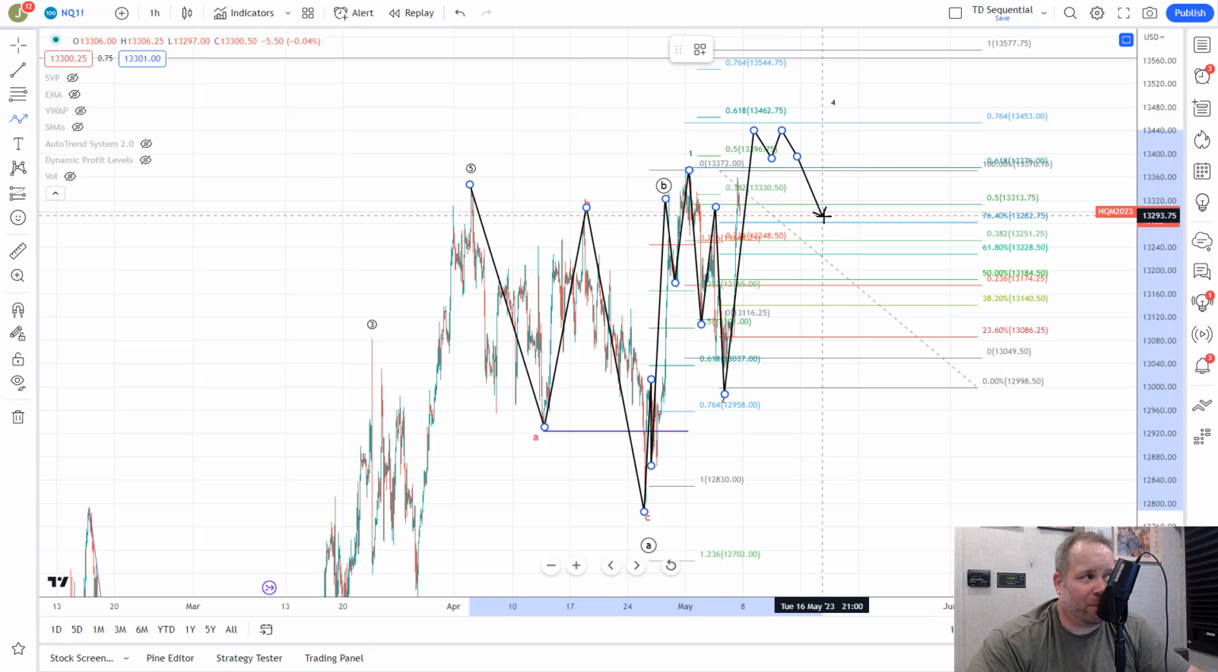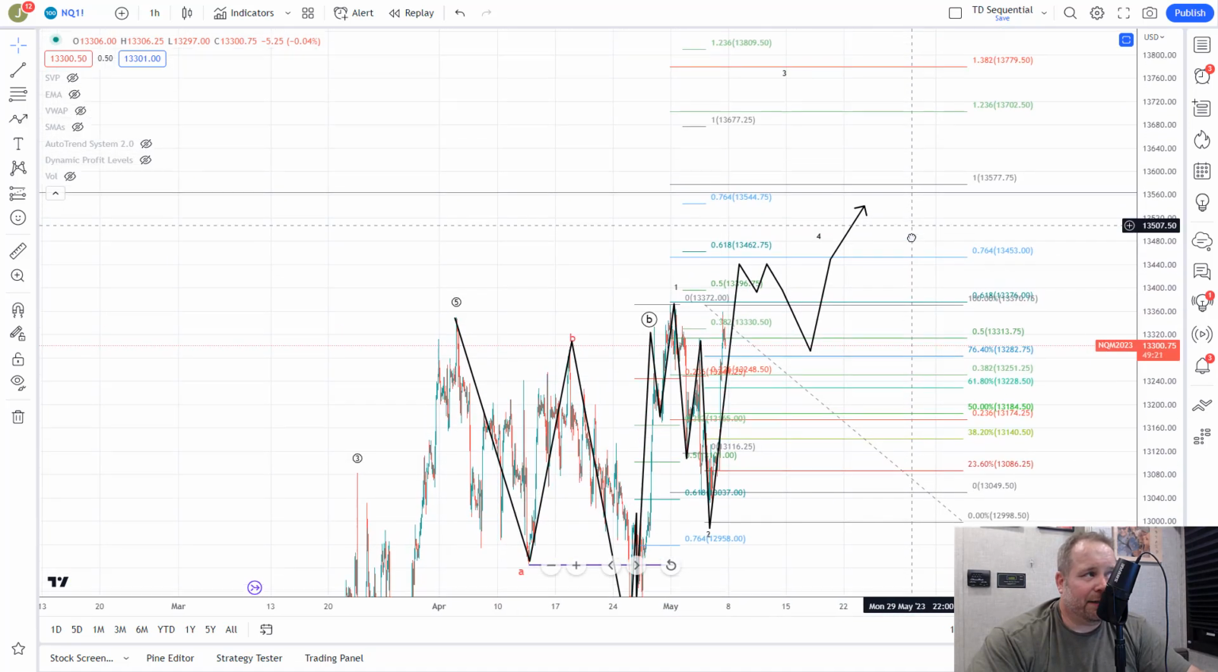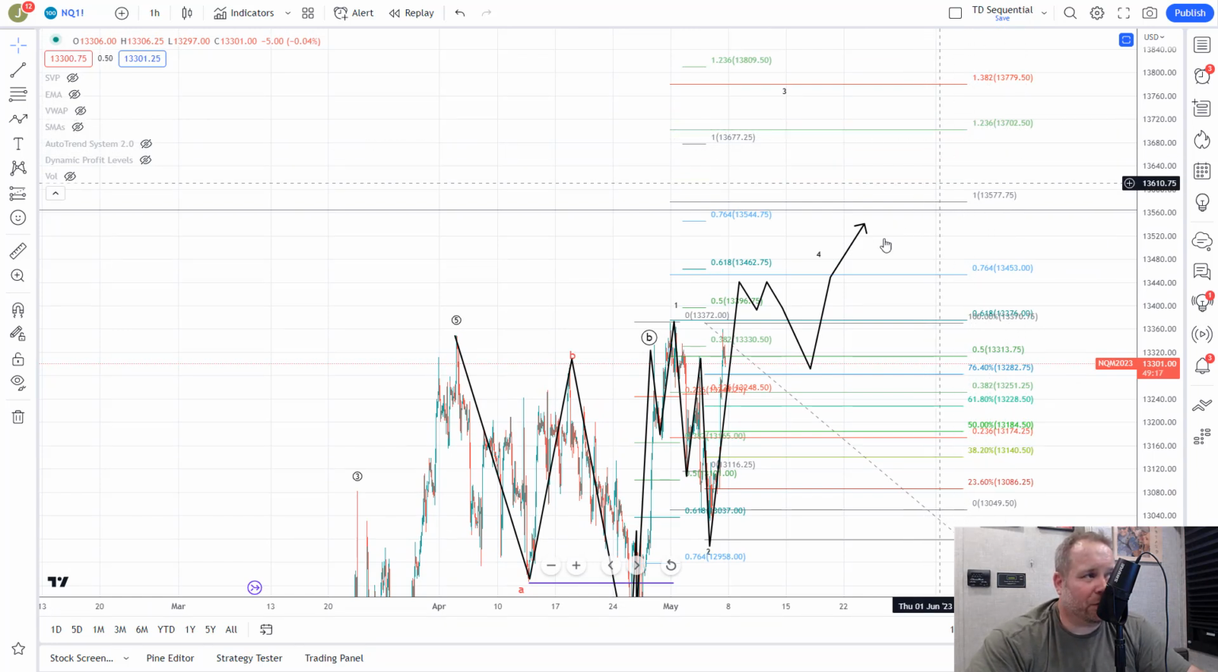It does pull back a little bit and then comes back and breaks through that resistance, causing a squeeze effect and pushing us more directly higher. We would target the 13,702 area after that, the 1236.